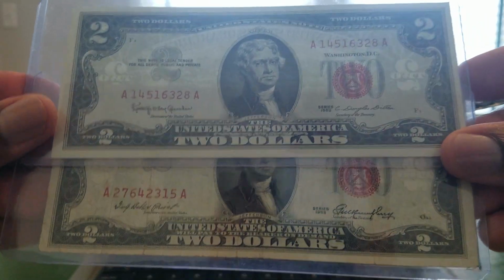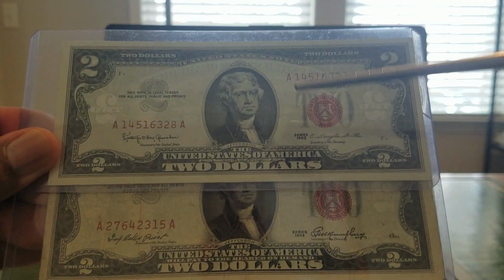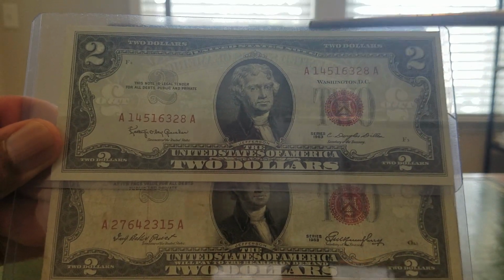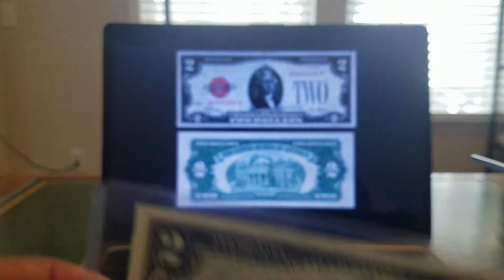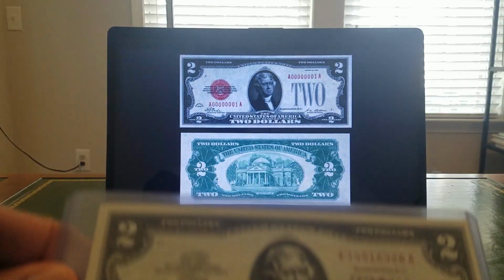So those are the changes, and that was the last change on this currency type for the $2 bill. So in August 1966, the $2 denomination of United States notes were officially discontinued, but these notes remain legal tender.